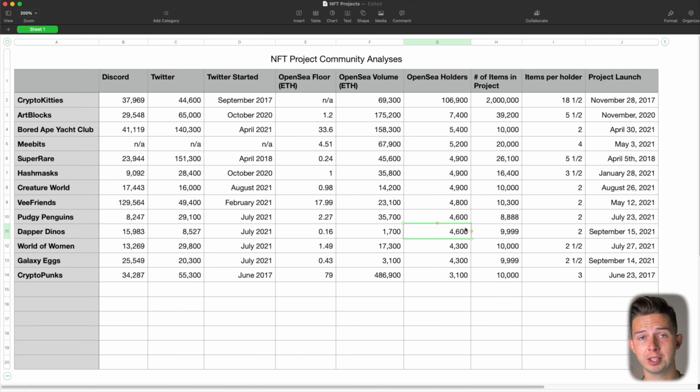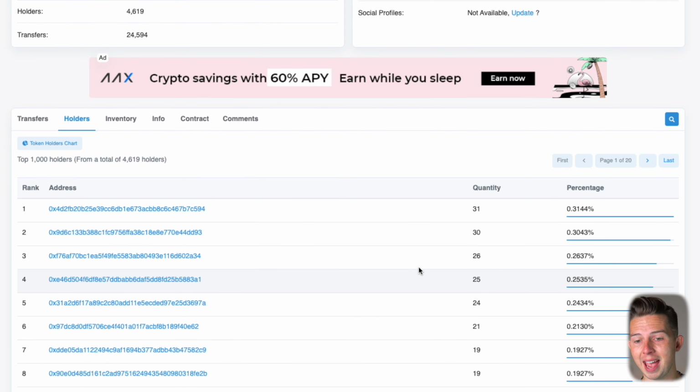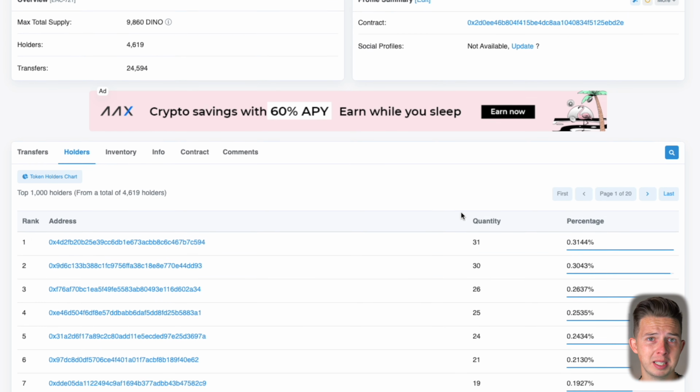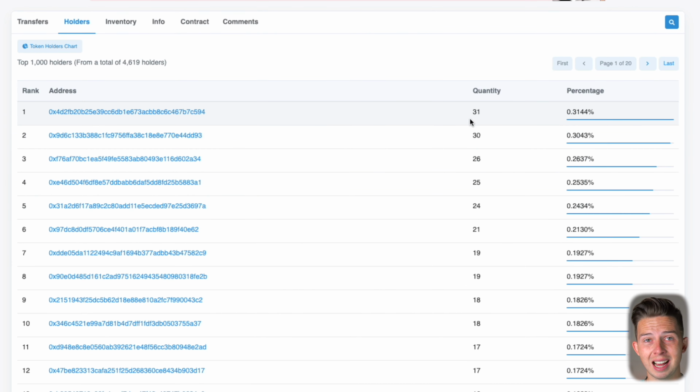Now, what's actually a really good sign to see is they have 4,600 holders, which means an average of 2 eggs per holder, which means it's pretty evenly distributed. It doesn't seem like there's a whole lot of whales. And if we come over here to Etherscan, we can see that the biggest wallet has 31 eggs, which is actually not a lot for this kind of project. It's not uncommon to see projects where people have 50 to 100 of a certain NFT project. But having the top wallets only having 31 is not a bad sign at all.